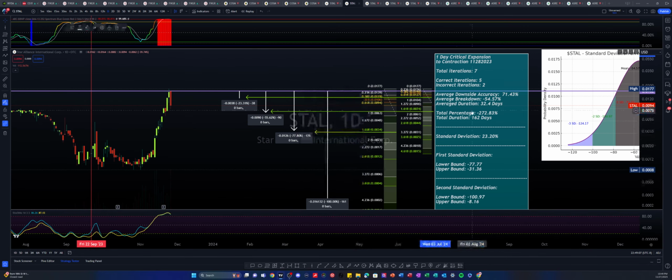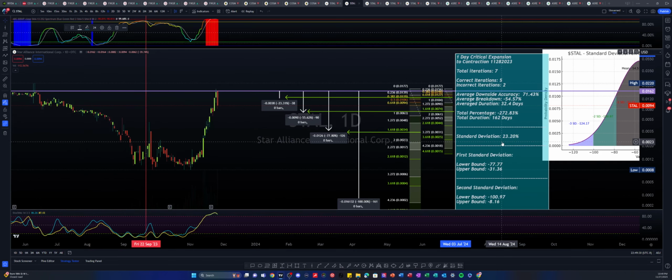So just like this, the average downside accuracy comes out to 71.43% with an average breakdown of about 54.57% over the span of about 32.4 days. Now I did calculate the standard deviation based on this, and that standard deviation came out to 23.20.